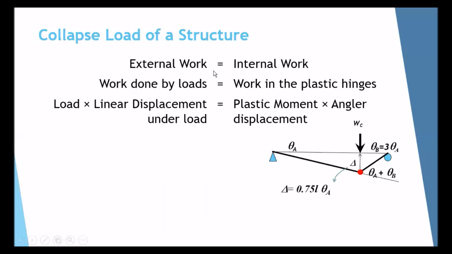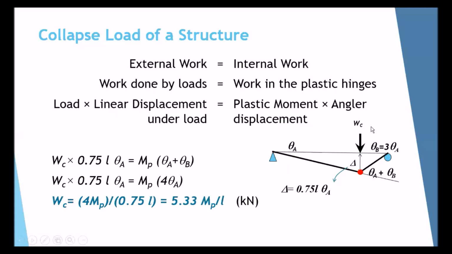So we can say external work equals internal work. Work done by the loads equals work in the plastic hinges. So the work done by the load equals load times linear displacement under the load, which is delta, or in this case, it is 0.75 L times theta A. How about the work in the plastic hinge? It equals the moment in the plastic hinge, which is called M plastic, times the angle here. So the angle here is theta A plus theta B. Let's put these as values.